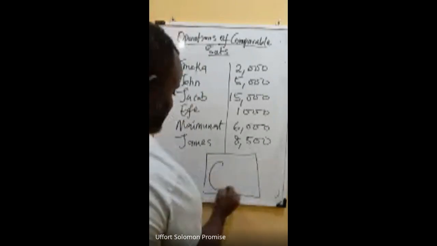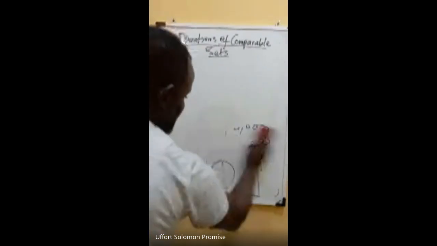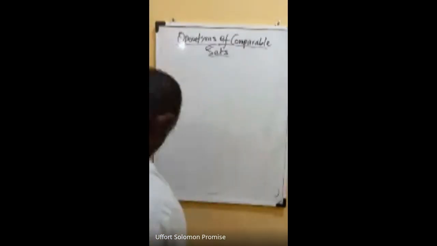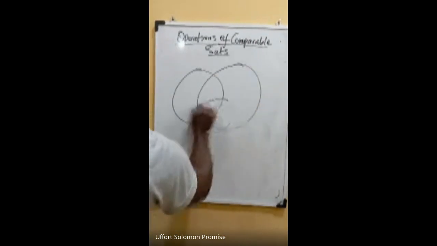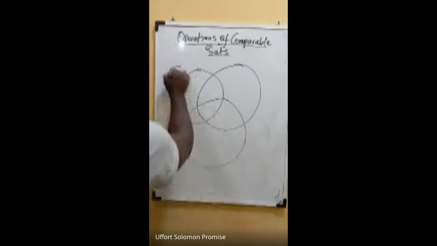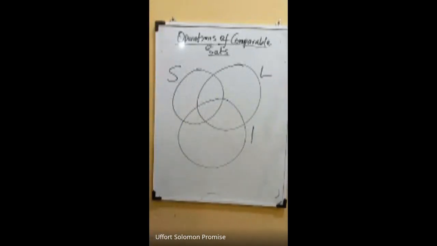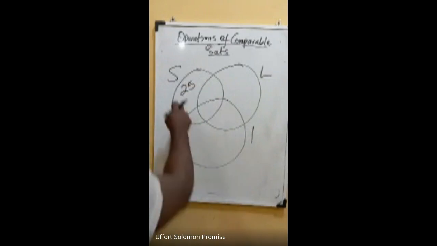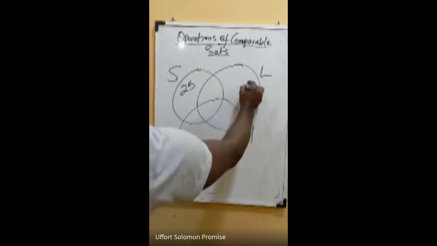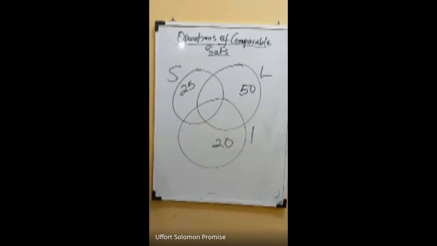Let me just put it, still trying to help James answer a question. Sokoto, Lokoja, Ikeja. 25 trucks sent to Sokoto, to Lokoja 50 trucks, to this one 20 trucks sent. What have you done now? You have represented it in a Venn diagram.